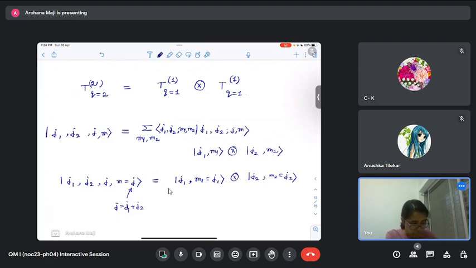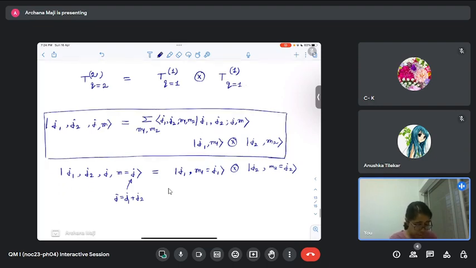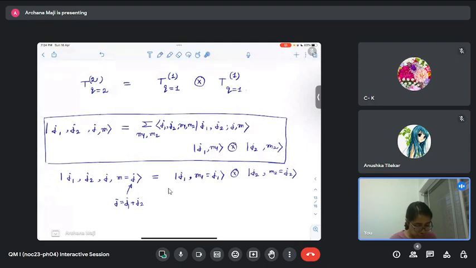Okay, sorry. So what I was saying is that this happens for the coupled and uncoupled basis, and when M is J, where J is J1 plus J2, the maximum value of J, for that the CG coefficient is actually 1. So that's why you get only this, with M1 equal to J1 and M2 equal to J2, because M has to be equal to M1 plus M2, right? And the same thing we are doing here.